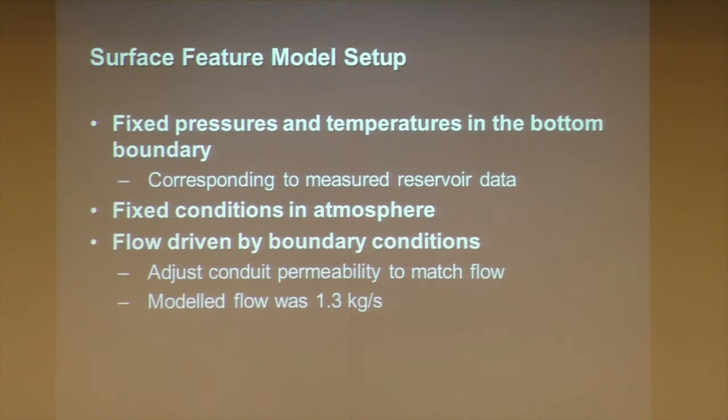Then what we've done is we've fixed conditions at the bottom of the model, which represents the deep reservoir. We fixed conditions at the surface, which is the flow out of the reservoir, and then we've adjusted the permeability of that conduit to match what we believe the flows to the individual features. We've ended up with a model flow of about 1.3 kilograms per second. It's estimated that the flow to some of the springs is between 1 and 2 kilograms per second.